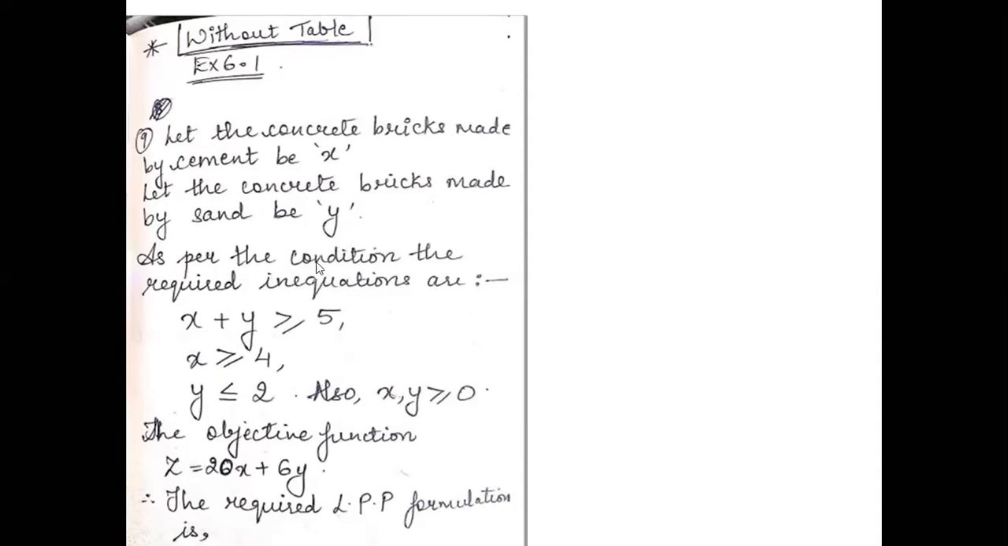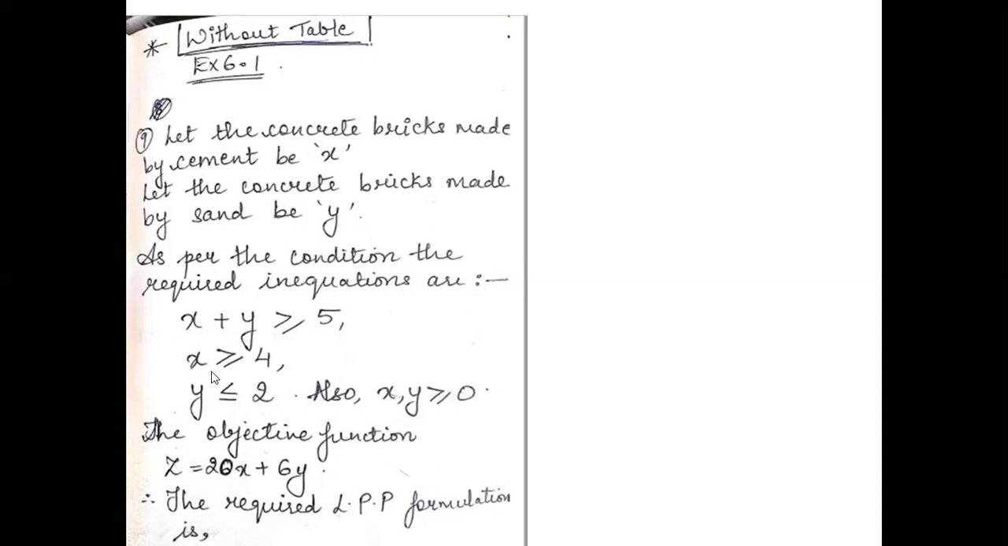So basically, as per the condition, the total weight of the brick, whatever you all are making, should be at least 5. At least means minimum 5, or it can be more than 5 kg. So the first inequation which I have written here is x plus y is greater than or equal to 5. Then what other thing was mentioned is that the strength dictates that there should be minimum 4 kgs of cement. So minimum means 4 kgs of cement. Cement we have taken to be x.